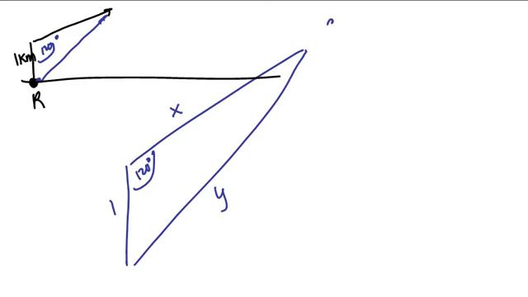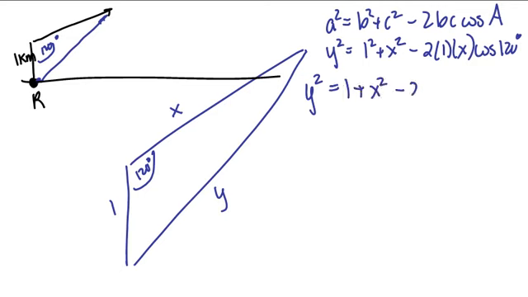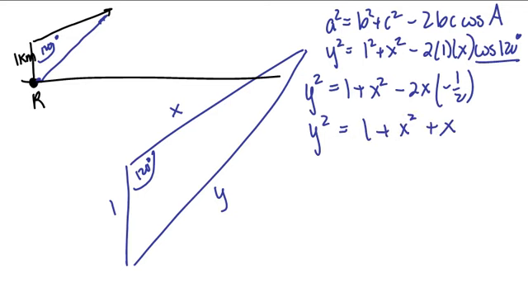We're going to use the cosine law, and the cosine law is a squared equals b squared plus c squared minus 2bc cos a. So for this example, it's going to be y squared equals 1 squared plus x squared minus 2 times 1 times x times the cosine of 120 degrees. So simplifying, I've got y squared equals 1 plus x squared minus 2x times the cos of 120, which is negative a half. So I've got y squared equals 1 plus x squared plus x.